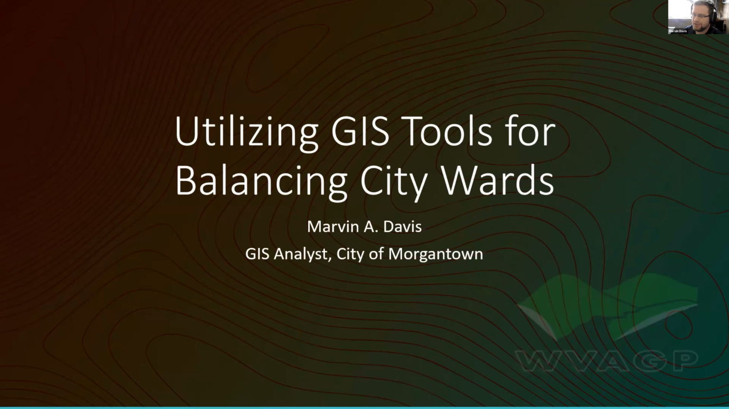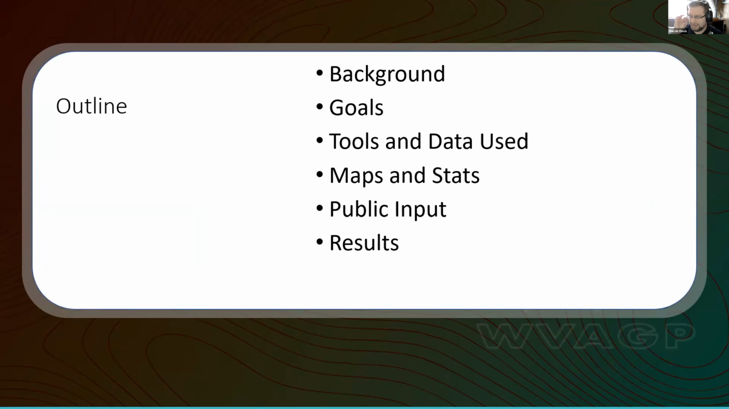Hello, everybody. I'm Marvin Davis. I'm the GIS analyst for the city of Morgantown, and I'm presenting on using GIS tools for balancing city wards. As a quick commentary on this presentation, I'm going to do a really brief overview of the city elections and the tools involved. I'm not going to do a deep dive because it's a 15-minute presentation. So if you do have any questions, if we have time at the end, I'll be happy to answer them. But I'm also providing a reference to the full report that I drafted earlier this year relating to this project.